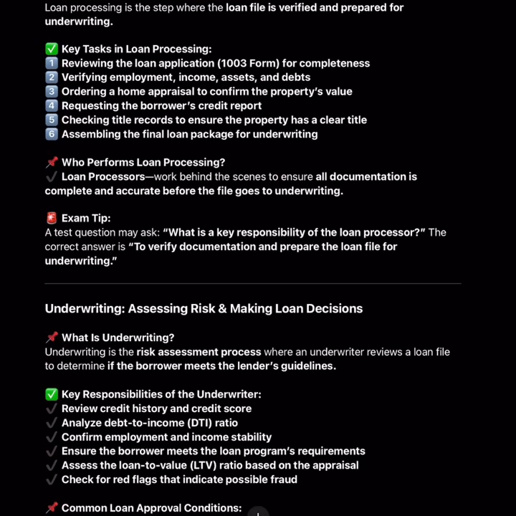What happens during loan processing? Loan processing is the step where the loan file is verified and prepared for underwriting. Key tasks in loan processing: 1. Reviewing the loan application, 1003 form, for completeness. 2. Verifying employment, income, assets, and debts. 3. Ordering a home appraisal to confirm the property's value. 4. Requesting the borrower's credit report. 5. Checking title records to ensure the property has a clear title. 6. Assembling the final loan package for underwriting.